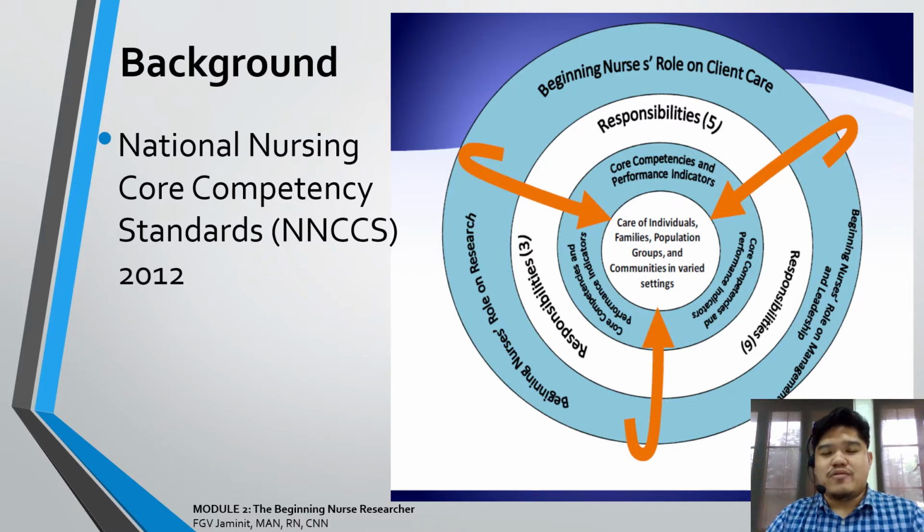As a background for the beginning roles of nurse as a researcher, I would like to present to you the 2012 National Nursing Core Competency Standards. In front of you is the framework, but what would be the reason of the Board of Nursing and the administration to implement this National Nursing Core Competency Standards?